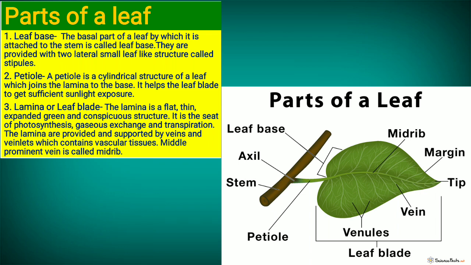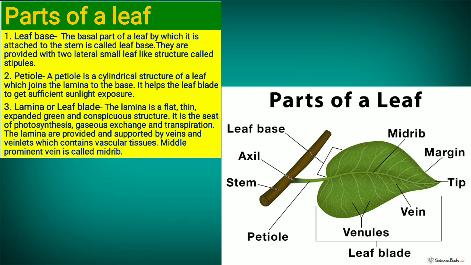Then it is the seat of photosynthesis, gaseous exchange and transpiration. As we know, the tissues in the leaves bear chlorophyll pigments. Therefore, it acts as a site for photosynthesis where they can prepare their own food, and therefore we call the leaves the kitchen of the plant body. Along with that, because of the presence of small pores called stomata, they can also perform gaseous exchange and transpiration.